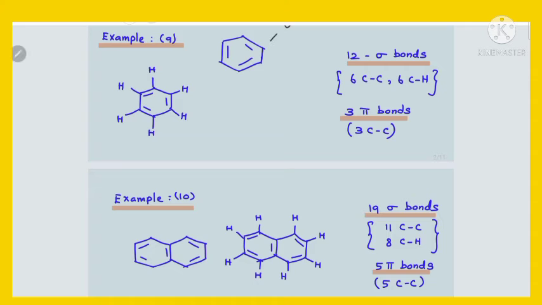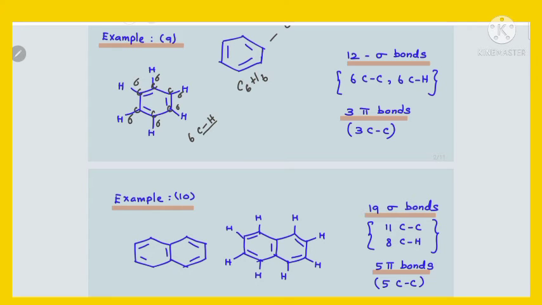Benzene has the molecular formula C6H6, isn't it? The exact structural formula is this one. The ring is made up of carbon atoms, isn't it? There are 6 carbon atoms in the ring structure, whereas the 6 hydrogens are lying outside the ring. Now the sigma bonds: there are 6 carbon hydrogen sigma bonds. These are nothing but sigma bonds, isn't it?